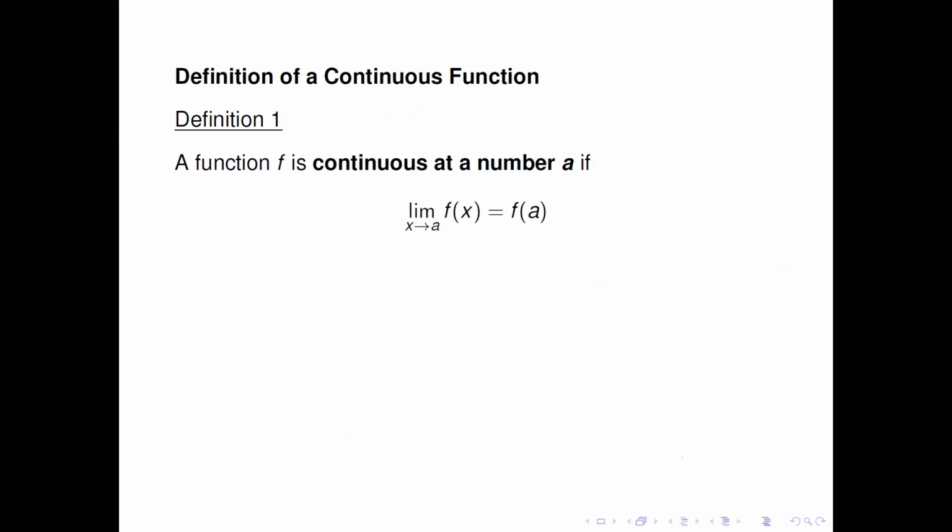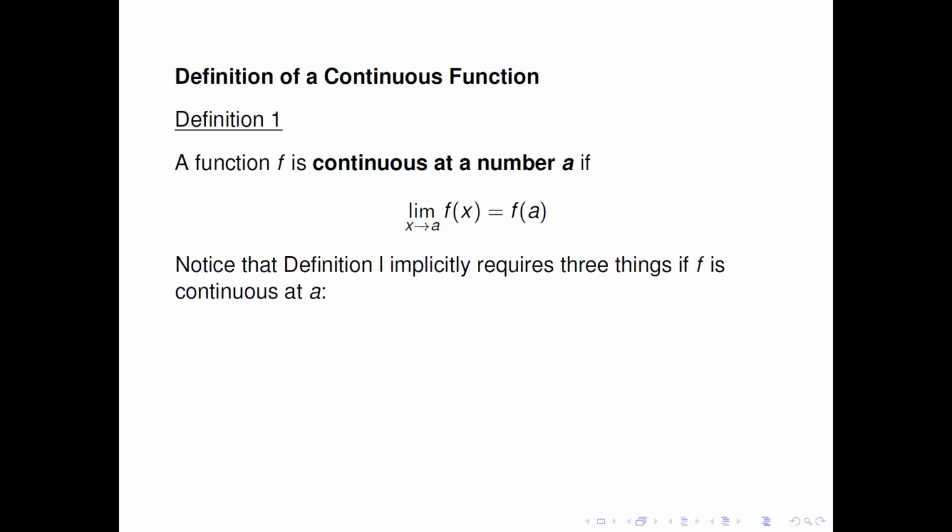So let's get to the meat and potatoes of what we are talking about. What do we mean by continuous function mathematically? So we will say that a function f is continuous at a number a if the following happens. If the limit as x approaches a of f of x is equal to f at a, right? And this is what we mean. This is how we have now taken this intuitive notion of continuity and made it precise, right? We're going to say that a function f is continuous at a number a if the limit as x approaches a of f of x is equal to f at a.